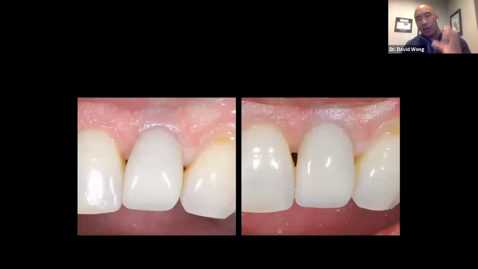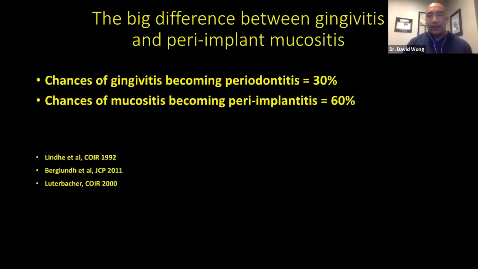Just by manipulating the papillae, even though we didn't reflect them, we tunneled, you're still going to lose a little bit. So that's why I say if you could only imagine what would happen if you reflected a flap, things would be a whole lot worse. So I'm going to leave you with this one slide here.